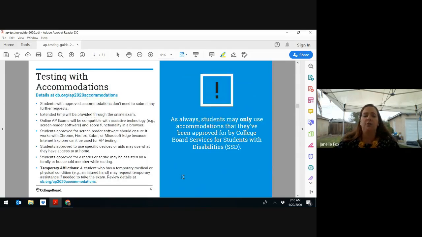If you are a student who has accommodations, those have already been taken care of and they are built into the system. Those accommodations had to be turned in a long time ago, like in January. So if you have accommodations, they're already taken care of and it's built into the system. So there's nothing to worry about on that.